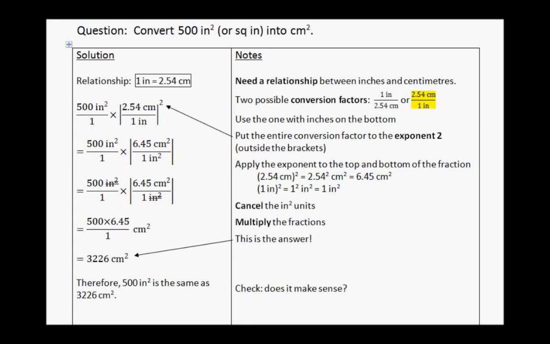And that is the correct answer, but it's always a good idea to check and make sure it makes sense. Does it make sense that over 3,000 centimeters squared covers the same area as 500 inches squared? And if you don't have an idea of how big those areas are, just check over each step. Make sure the units canceled properly, since if they didn't cancel right, that can be a source of error, and make sure all the multiplying was done right.